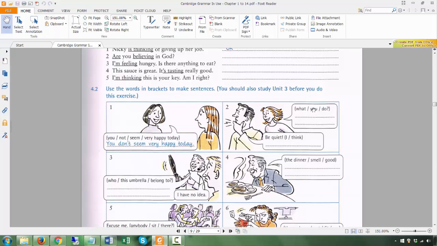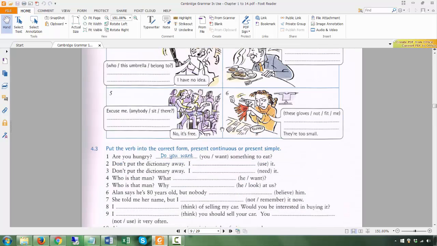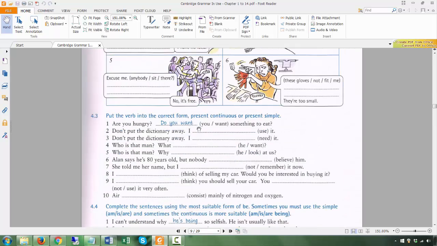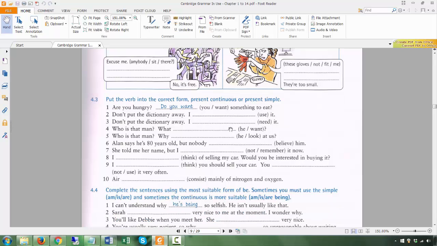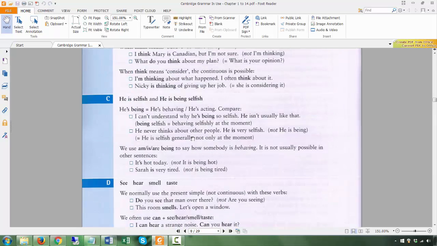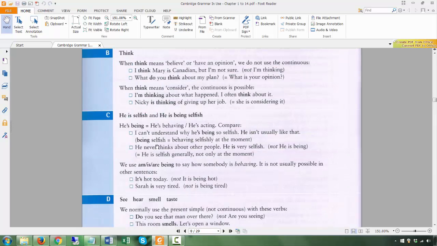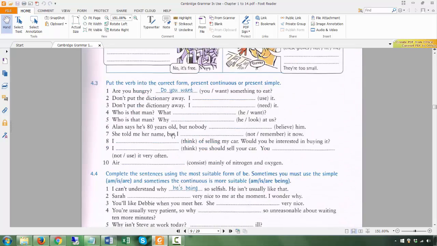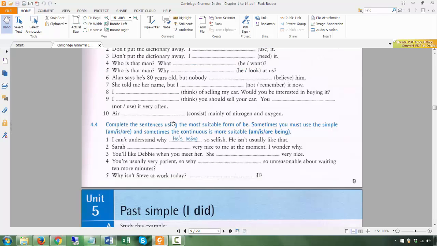You're going to use present continuous, you're going to use present simple, and you're going to put it in the correct form: positive, negative, or question, okay? And same for this again. All right. Choose present simple, present continuous, and positive, negative, question. This 4.4 is basically this part, okay? You can do that. But 4.1 to 4.3 are more important, okay?